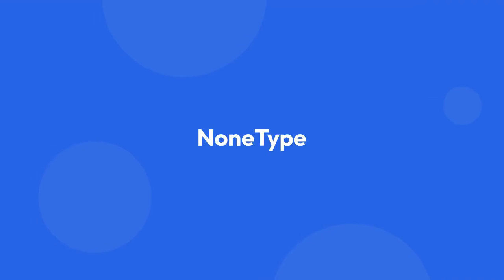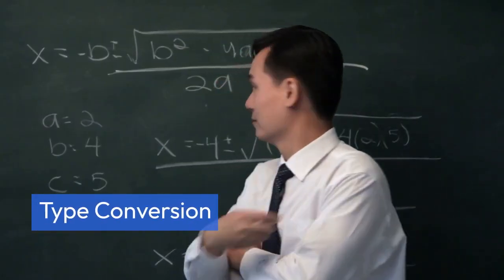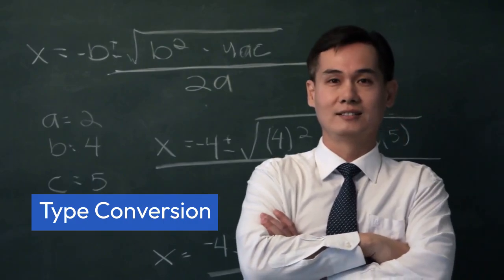None type represents the absence of a value, often used to signify nothing or null. Python allows type conversion, such as converting an integer to a float using the float function.